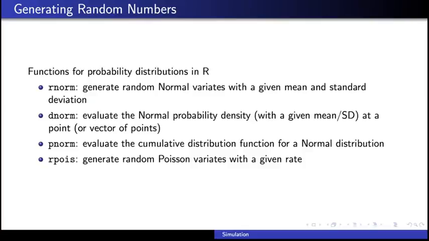So another function for generating random variables is the rpois function, which generates Poisson random variables from a Poisson distribution with a given rate. So there are a number of functions for generating random variables from the standard probability distributions, and you can use these to run simulations.